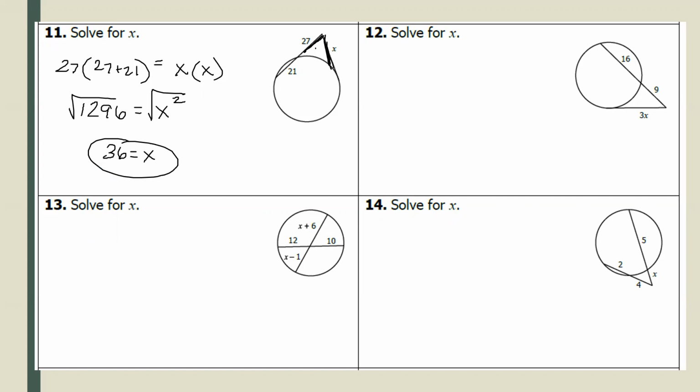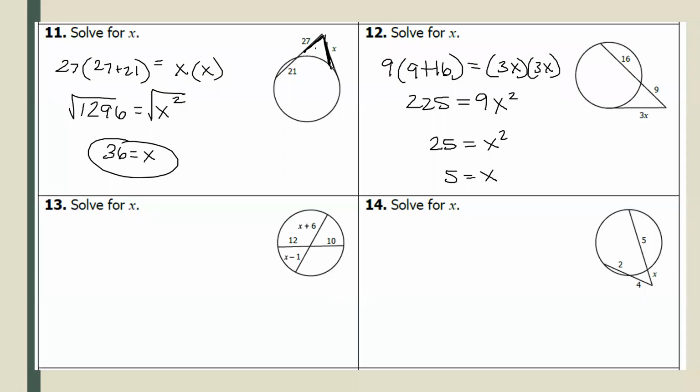Okay, I want you to try number 12. Just try it. We'll see what you get. Okay, so this one made you remember how to multiply a 3x and a 3x together. So I'm hoping that you set up this first part right, 9 times 9 plus 16. And then the piece on the outside was 3x, and the length of the whole thing was 3x. So you get 3x times 3x. And 3x times 3x is 9x squared.